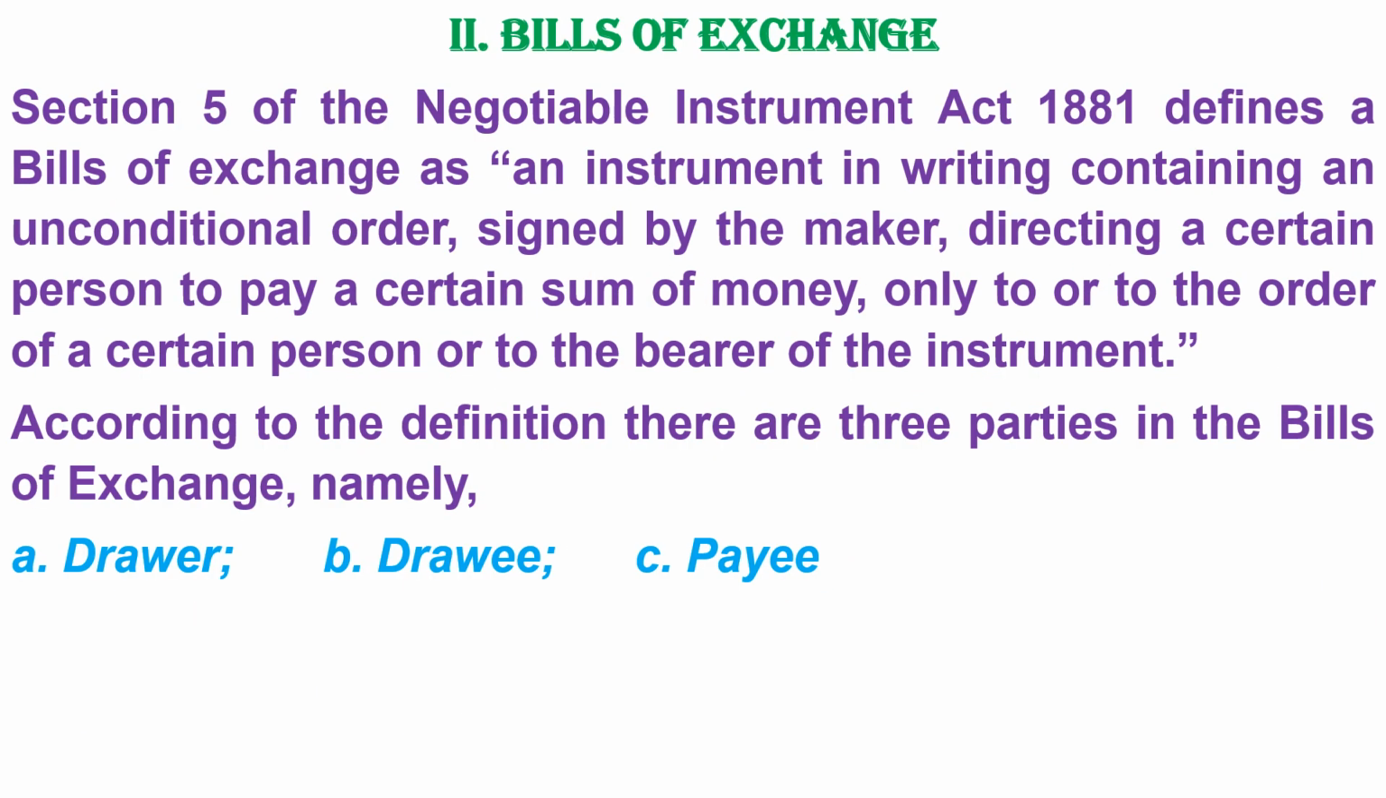2. Bills of exchange. Section 5 of the Negotiable Instruments Act 1881 defines a bill of exchange as an instrument in writing containing an unconditional order, signed by the maker, directing a certain person to pay a certain sum of money, only to or to the order of a certain person or to the bearer of the instrument. According to the definition, there are 3 parties in the bills of exchange, namely A. Drawer, B. Drawee, and C. Payee.